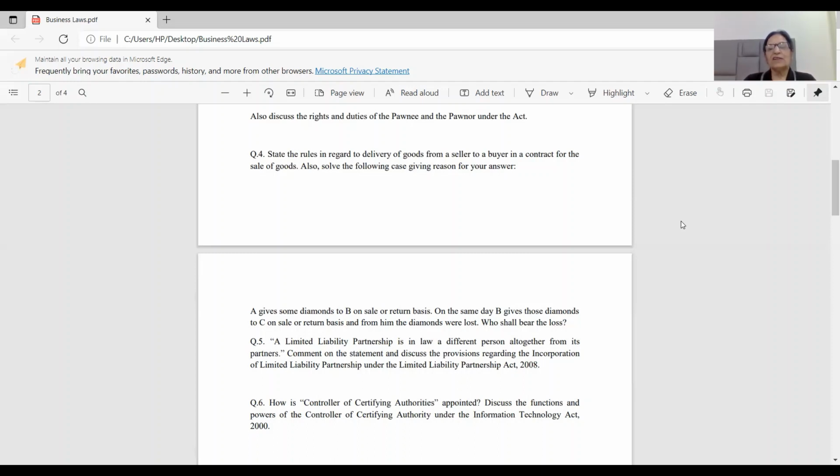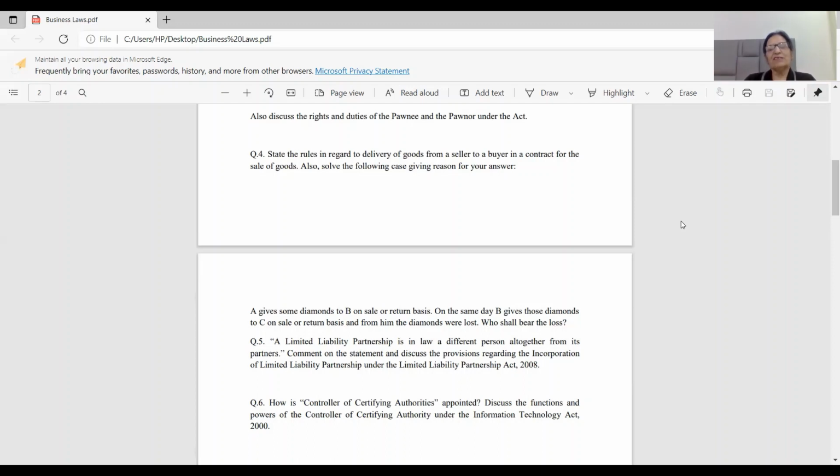Central government, if the central government desires, can also appoint deputy controllers or assistant controllers through the same notification or through the subsequent notification. So CCA is always appointed by the central government. CCA is always answerable to the central government. And then we have CA. CA is a person who issues the digital signature certificate or electronic signature certificate to the subscriber. CA is always answerable to the CCA, and CCA is answerable to the central government.